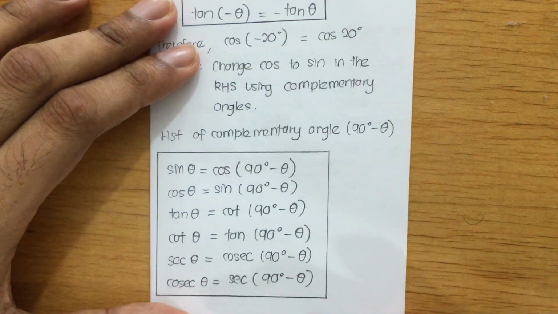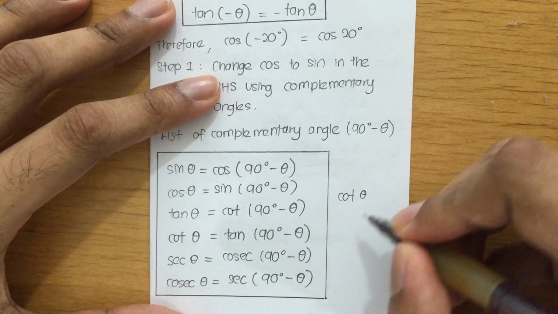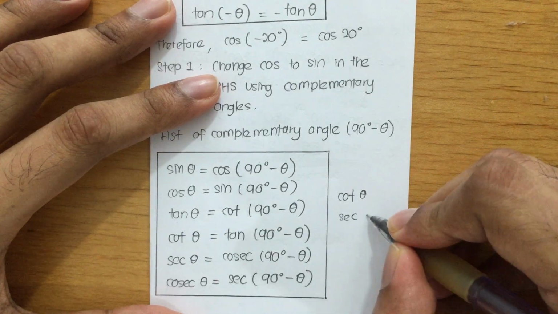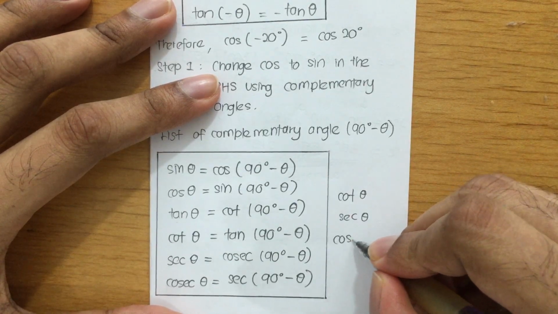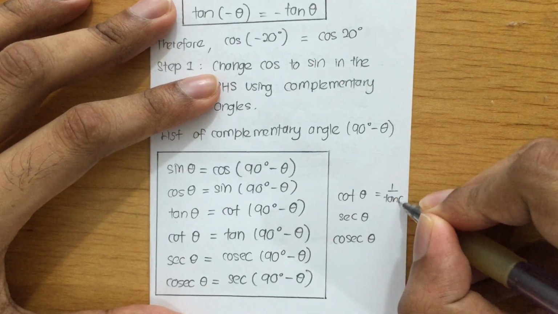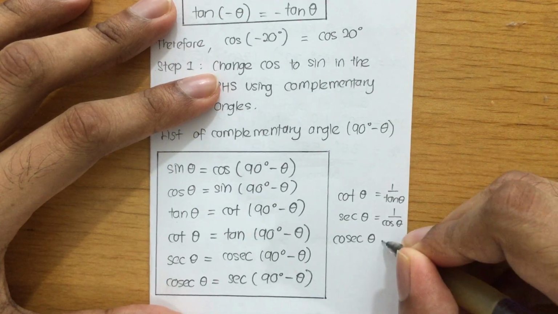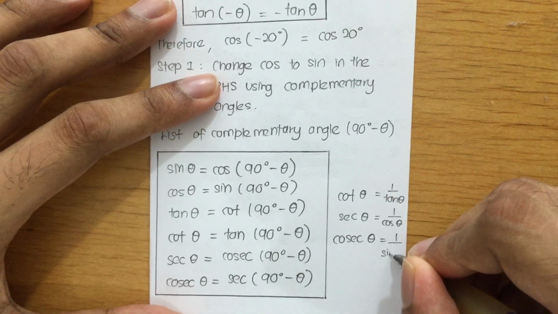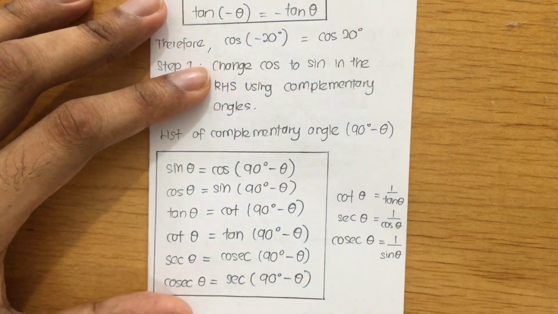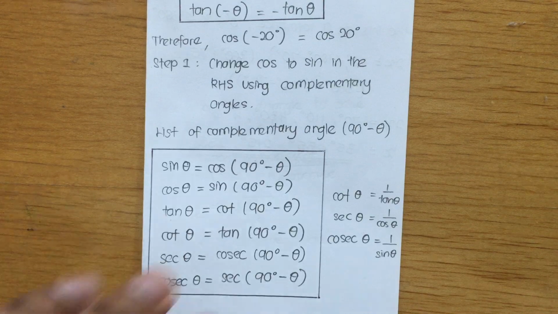Okay, I'm going to write you the three new trigonometric ratios you're going to learn: cotangent theta, secant theta, and cosecant theta. Cotangent theta is equal to 1 over tangent theta, secant theta is 1 over cos theta, cosecant theta is 1 over sin theta. Okay, this is important information that you need to know in order to proceed in these chapters, guys. Just additional knowledge.